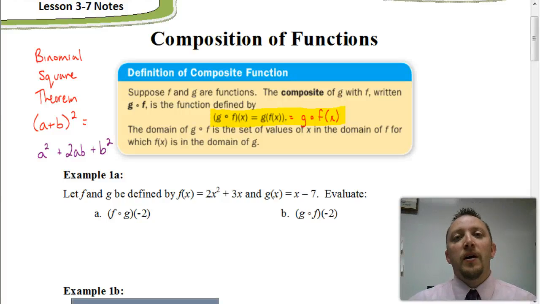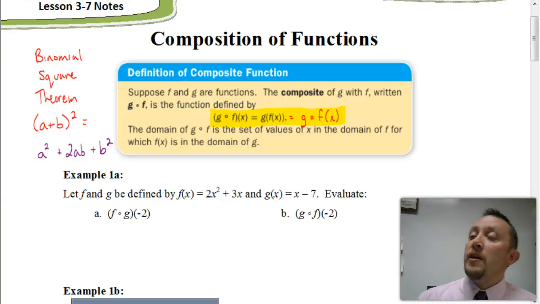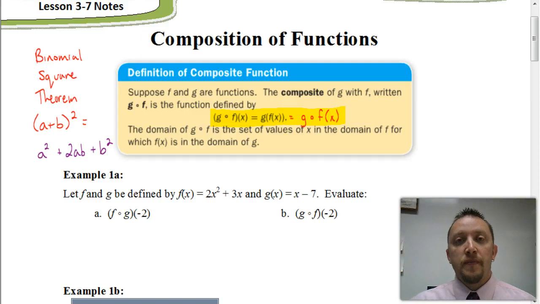Well, welcome. In this video, we're going to be looking at the composition of functions. You'll recall dealing with composition of functions if you took advanced algebra. A lot of what we're going to be talking about today is going to be review. Some of it will look slightly different from what you saw last year. But for the most part, a lot of this should be stuff that you've already seen before.